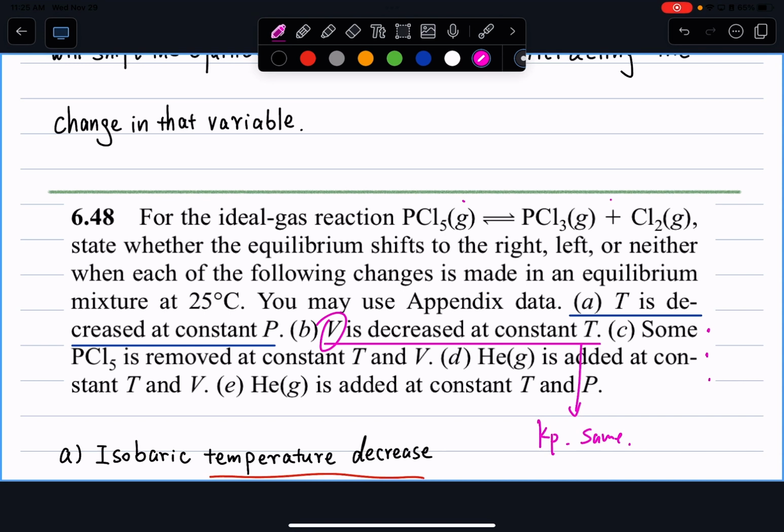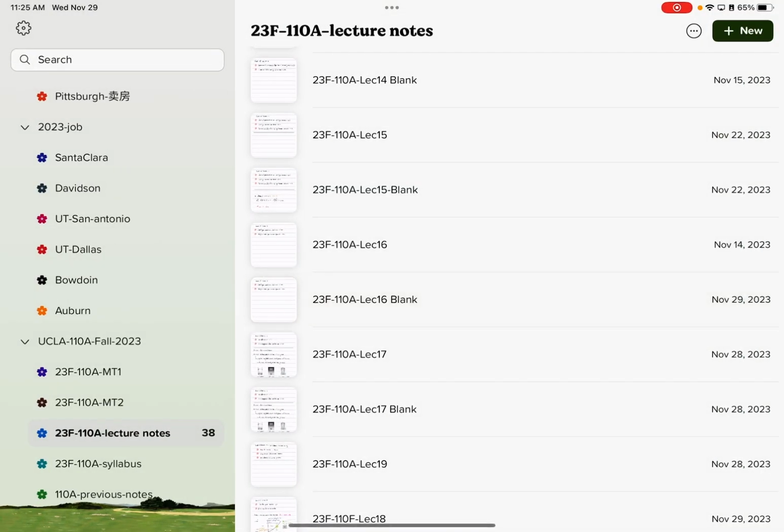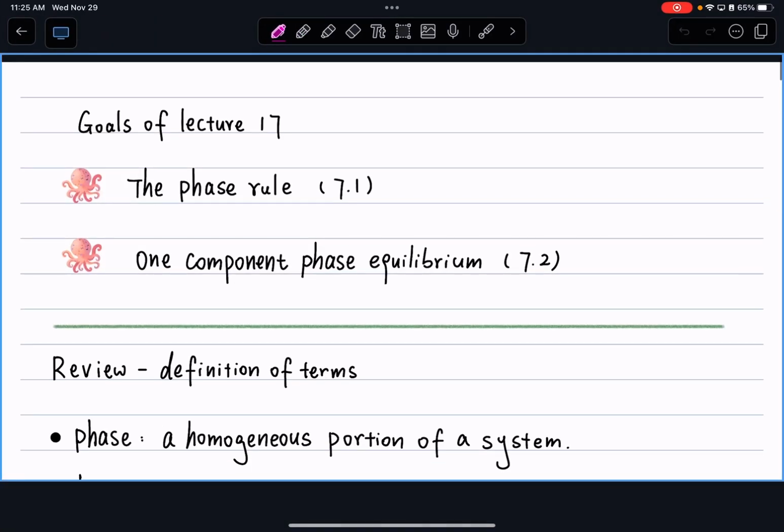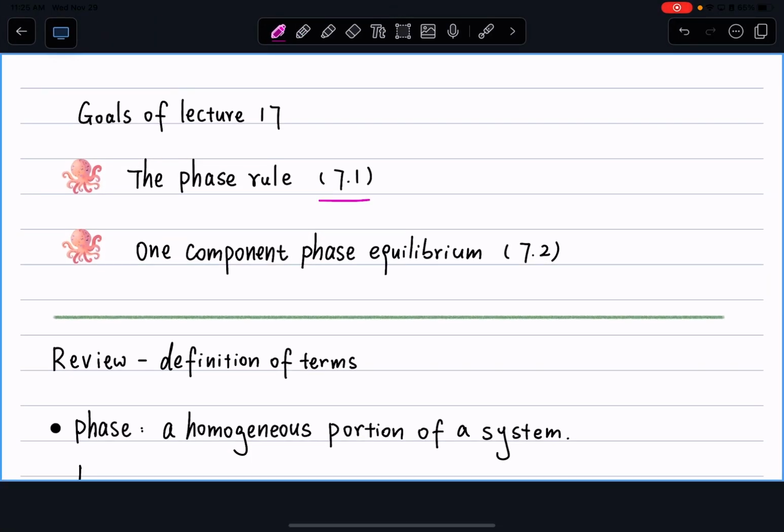No? Okay. We're then moving on to our next lecture, which is 17. This one is a relatively short one because I'm only covering 7.1, and Dr. Abby Kovner will come in to lecture on the one component phase equilibrium.